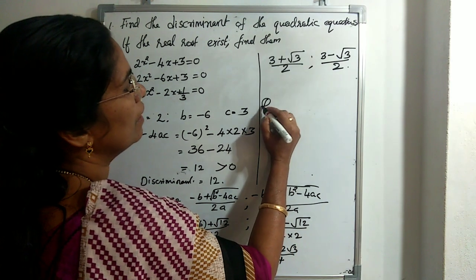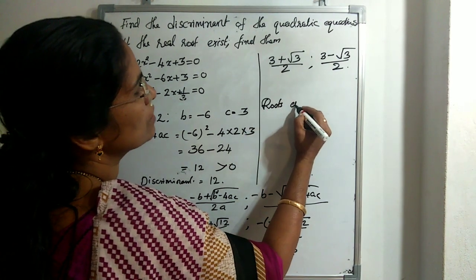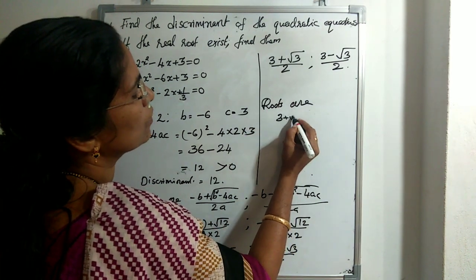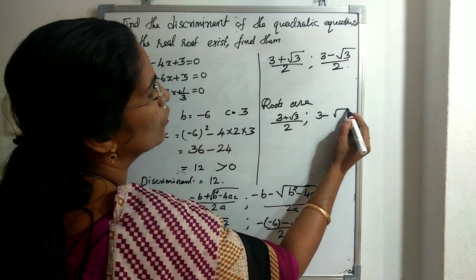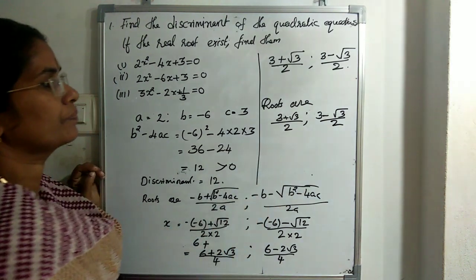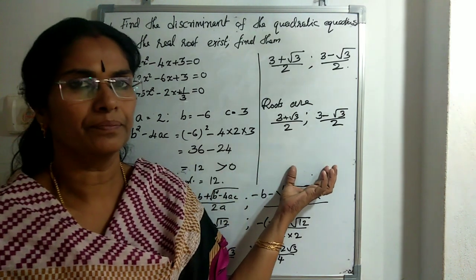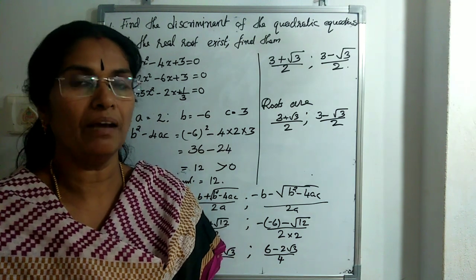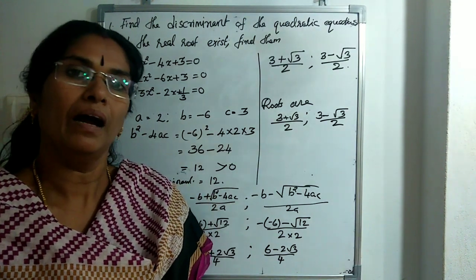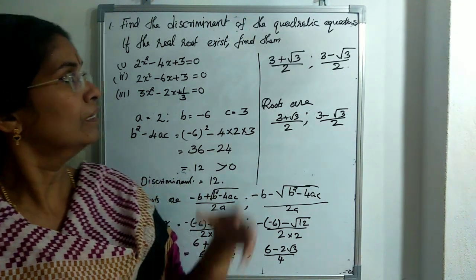So these are the roots. Roots are 3 plus root 3 by 2 and 3 minus root 3 by 2. Clear this one? I think this is also very simple. Already we know the quadratic formula. We are applying the quadratic formula and finding two roots.